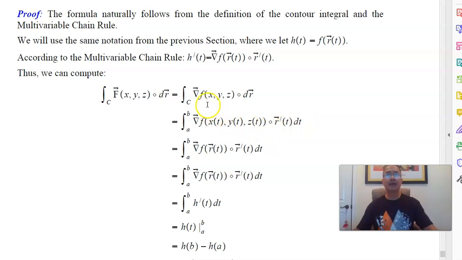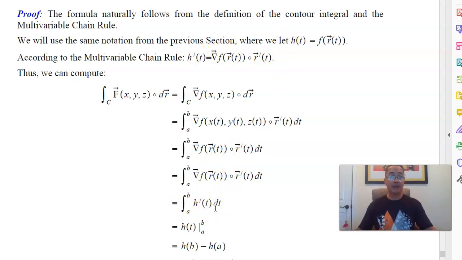So we have the gradient of f. You plug in the parametrization, x of t, y of t, z of t. Oh, wait a minute. That is the gradient of f evaluated at r of t. And then we dot with r prime of t dt. So this is basically just the derivative h prime of t.